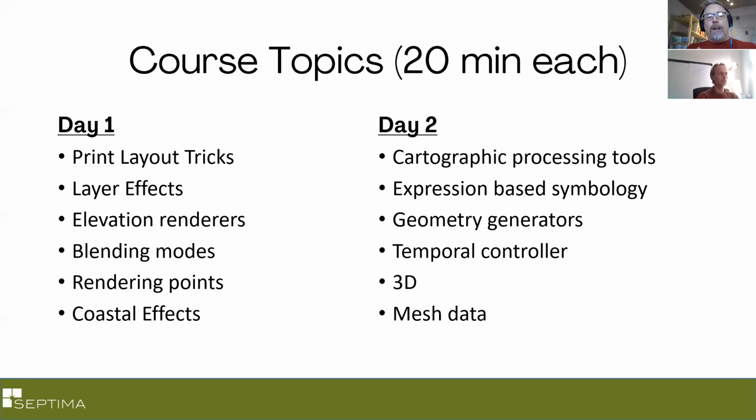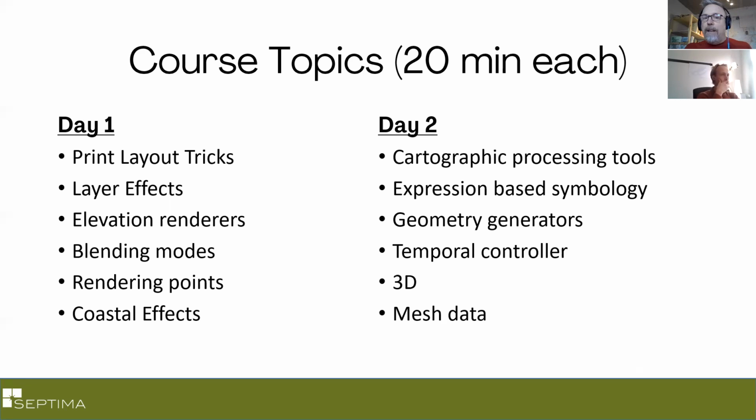So today we're going to focus on some things you can do with print layouts. We're going to look at layer effects, which are things like drop shadows and outer glows that you can apply to vector features. We're going to look at the elevation renderers in QGIS, and that will segue into looking at blending modes. We'll look at both layer and feature blending modes and some use cases for those. And then we'll look at rendering point data, because there are some point-specific renderers in QGIS that are quite useful. And then we'll finish up the morning looking at coastal cartographic effects.